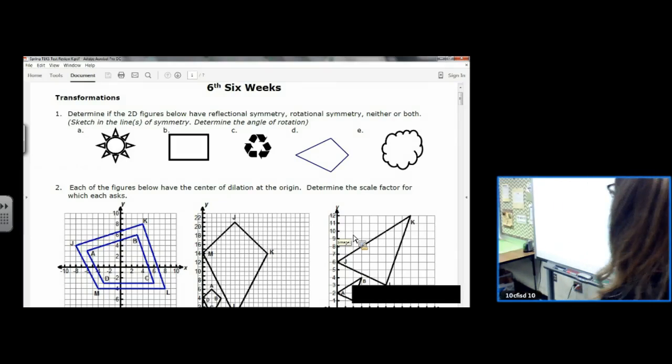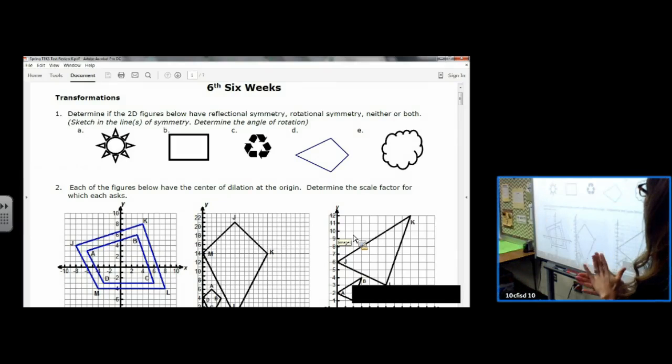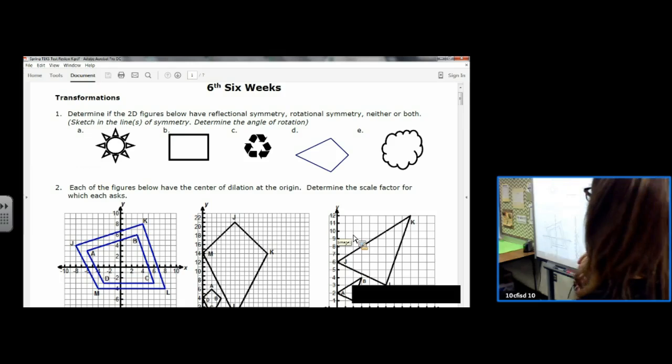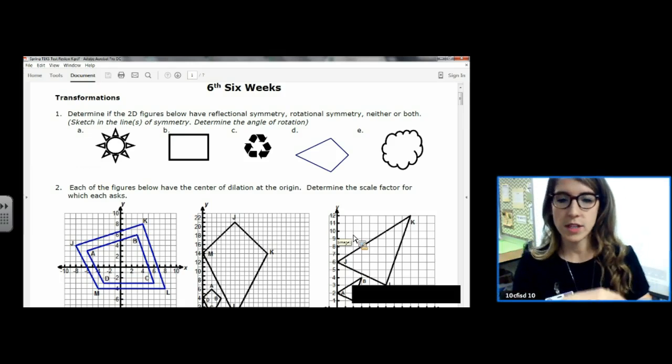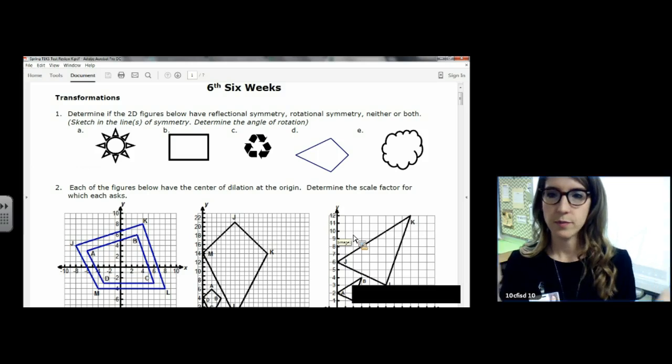Number 1, determine if the 2D figures below have reflectional, rotational, neither, or both type of symmetry. All right, so let's go through all of them and do reflectional.